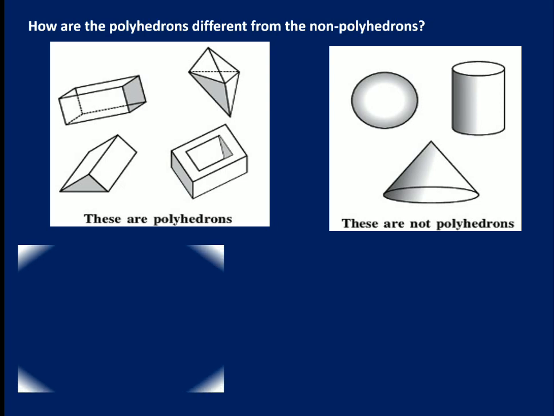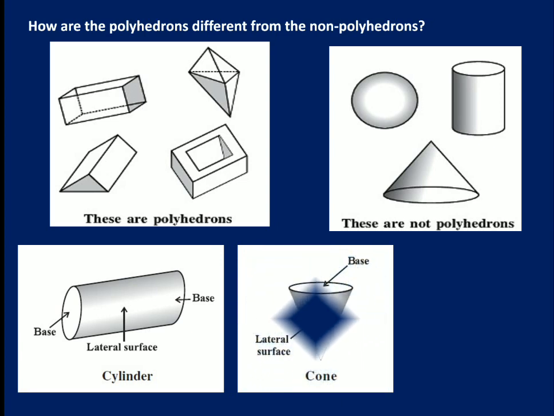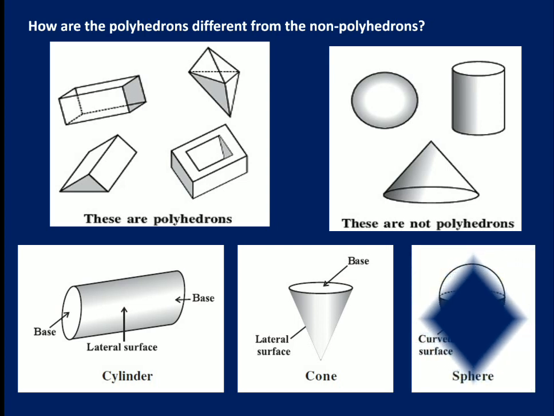A cylinder has two parallel congruent bases that are circles. A cone has one circular base and a vertex that is not on the base. A sphere is a space figure having all its points at equal distance from its center point. Okay. Now come to next point.